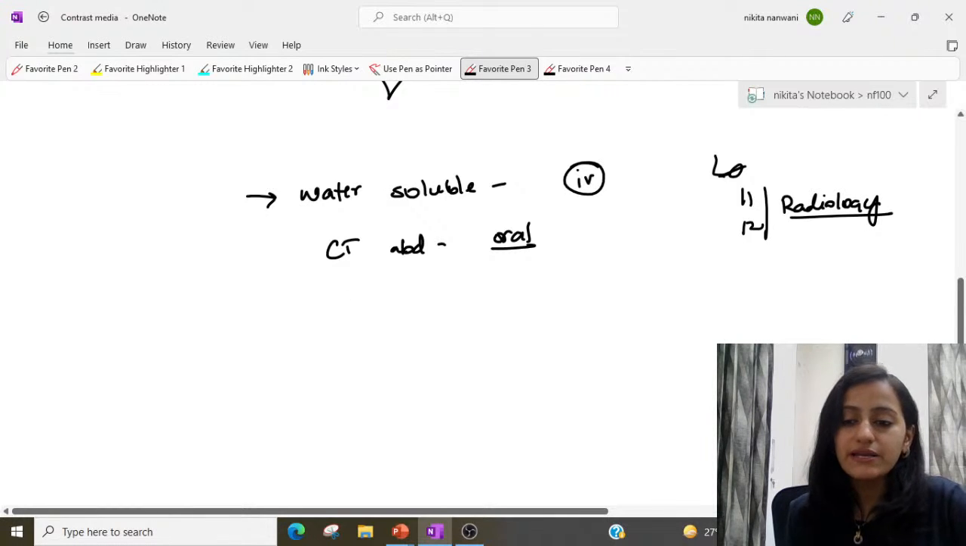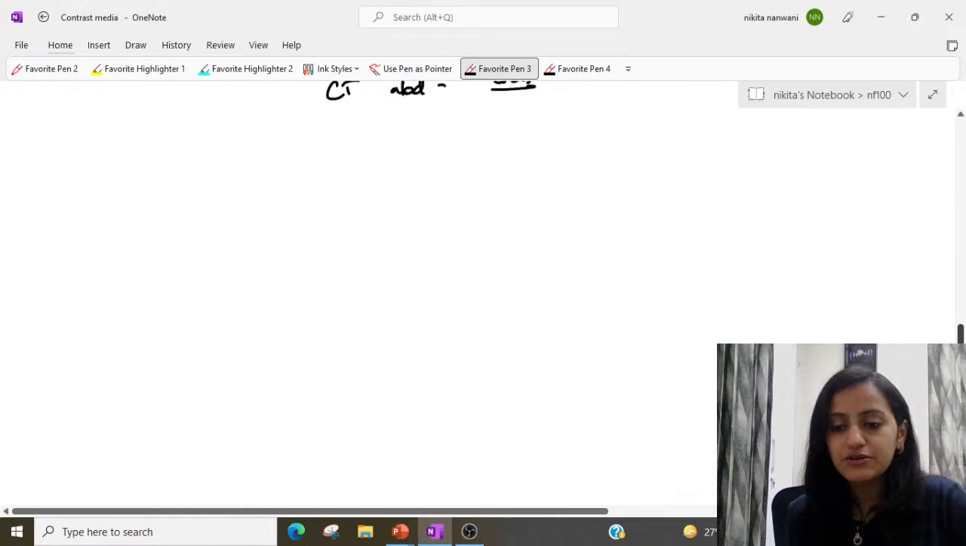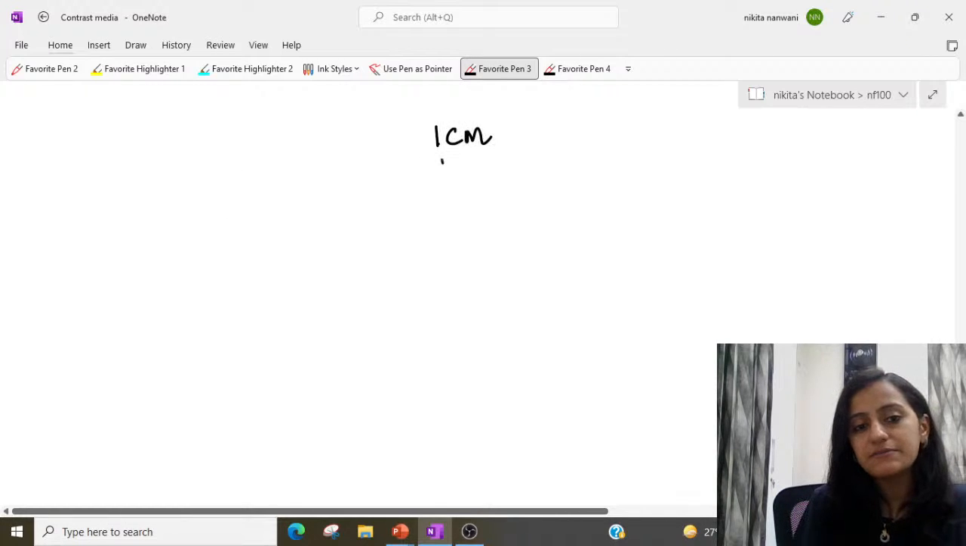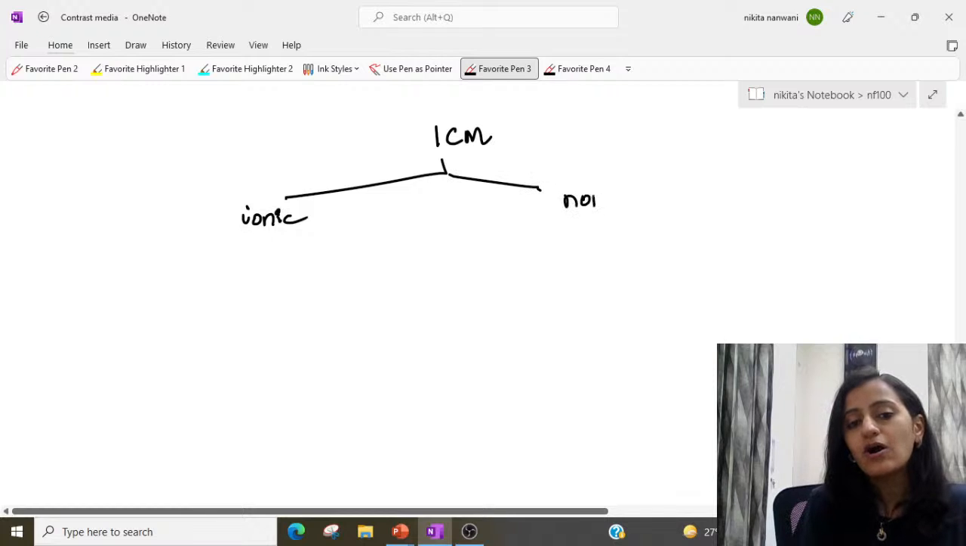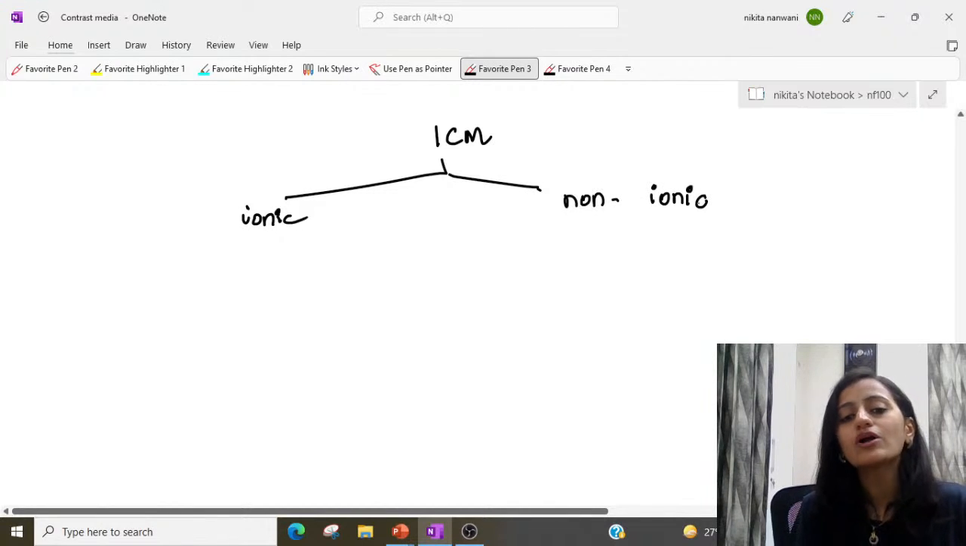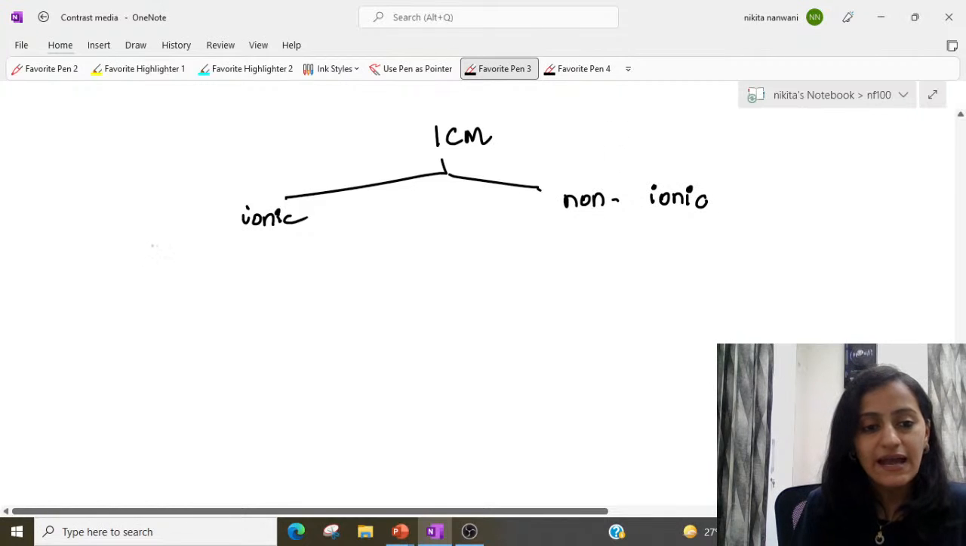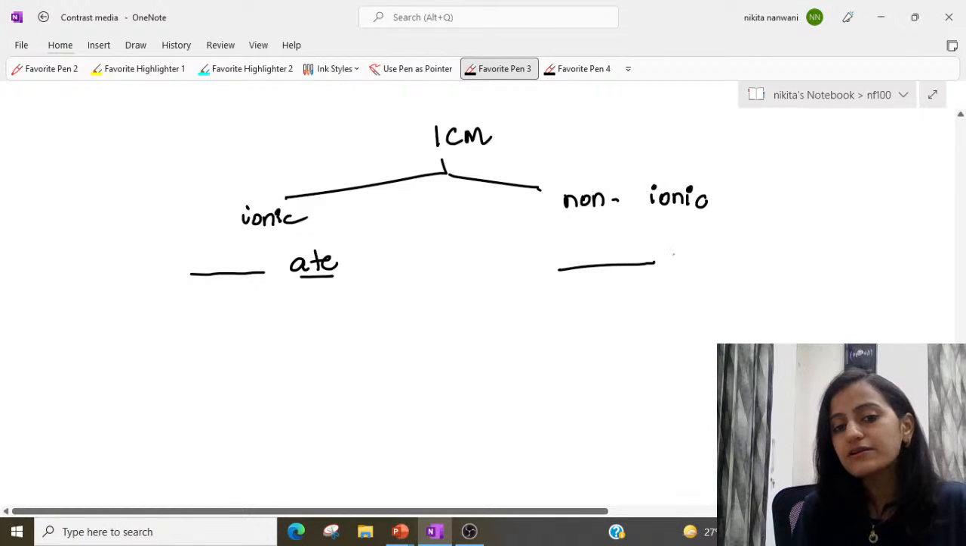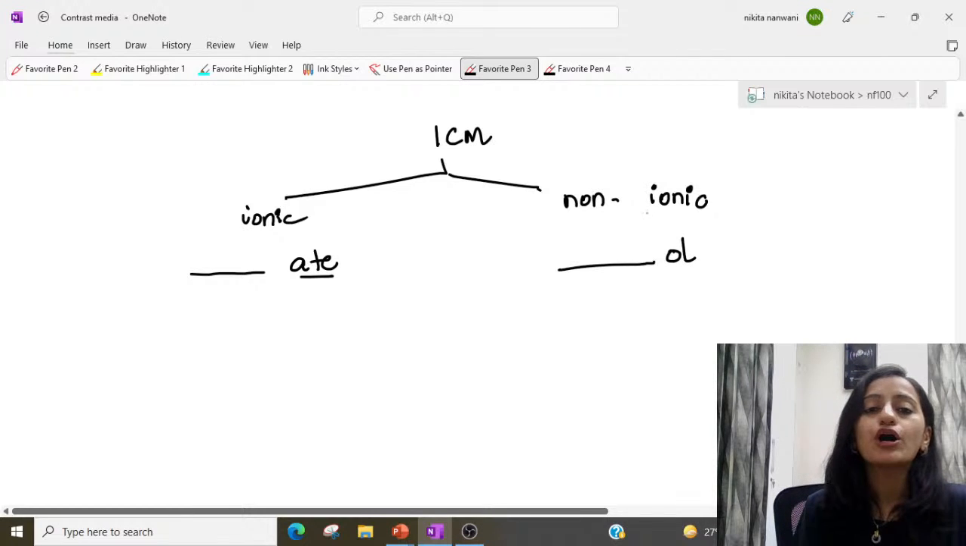Okay, so in iodinated contrast media, talking about the chemistry part of it, the iodinated contrast media could be ionic or it could be non-ionic. An easy way to remember is that the contrast media whose spelling ends in ATE are ionic. The contrast media whose spelling ends in OL are non-ionic.